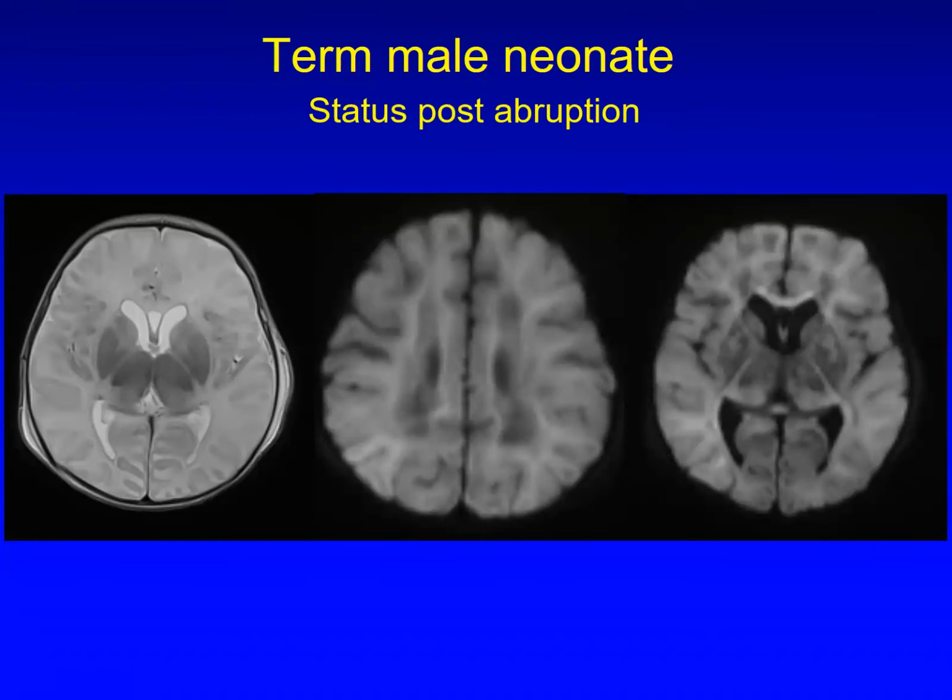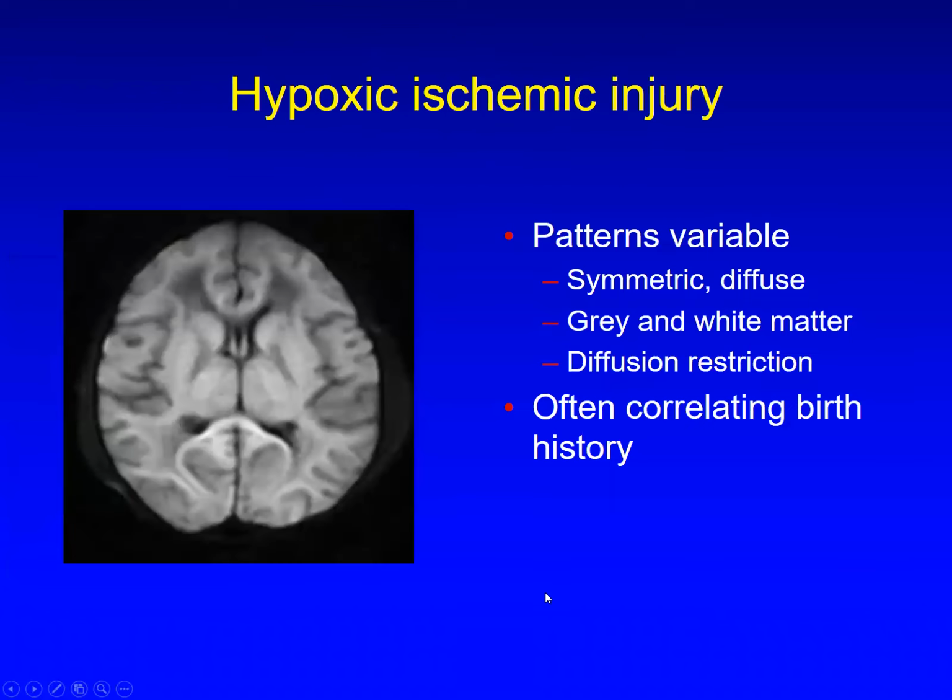So this was a patient that was born after an abruption, and this is really extensive hypoxic ischemic injury. So we looked at sequela of more chronic injury at birth, and this is kind of what they look like at birth. The patterns are variable, usually again symmetric and diffuse, similar to a leukodystrophy. They typically will affect gray and white matter both, and there is obviously diffusion restriction, which can be seen to some extent in leukodystrophies, but generally has a different evolution in hypoxic ischemic injury.